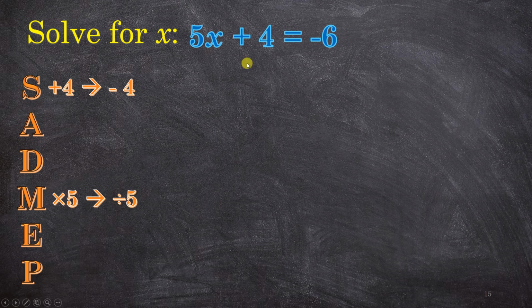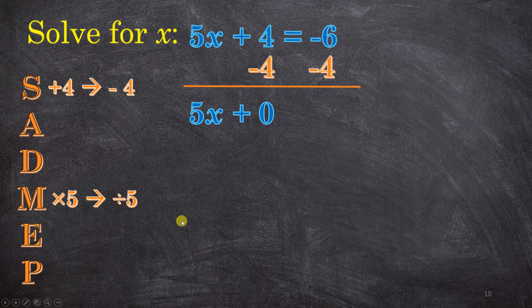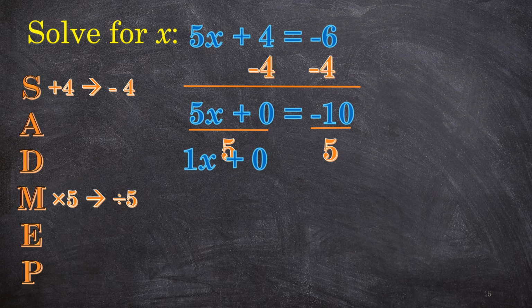All right, so we have to get rid of a 4. We have to get rid of the 5. The 4 is adding, so we're going to subtract it. The 5 is multiplying. We're going to divide it, and we're going to do it in that order. So we're going to subtract 4 first. That gives us 5x plus 0 equals negative 10. And then we're going to divide both sides by 5.